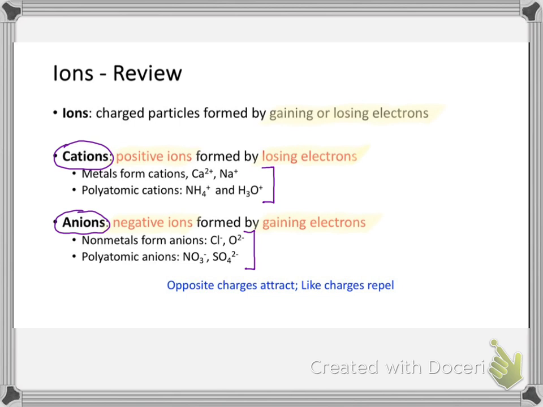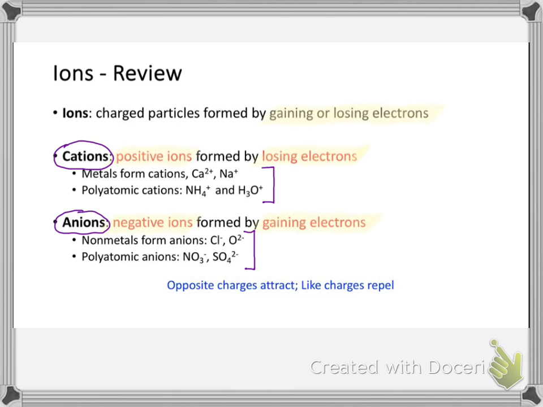And then the majority of polyatomic ions are anions. So there's two examples of polyatomic anions. Now, on this slide, there's no explanation about why or how many electrons they lose or gain. We're going to think about that, but it's not on this slide.